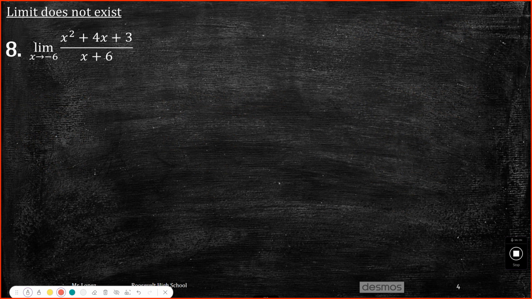Limit does not exist. Why does the limit not exist for number 8? If we do plug it in, okay? Always plug it in and just hope that it works. But if you do plug it in, negative 6 here at the bottom, you're going to get a negative 6 plus 6, that's a 0. And if I plug it in on top, I'm going to get 36 minus 24 plus 3. That's going to be what? 12 plus 15. So I'm getting a 15 over 0.